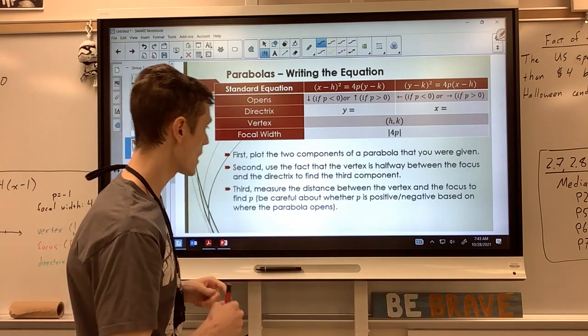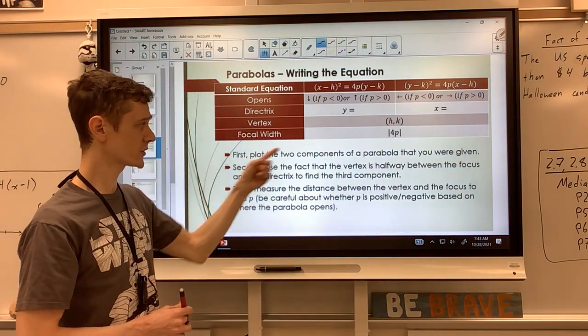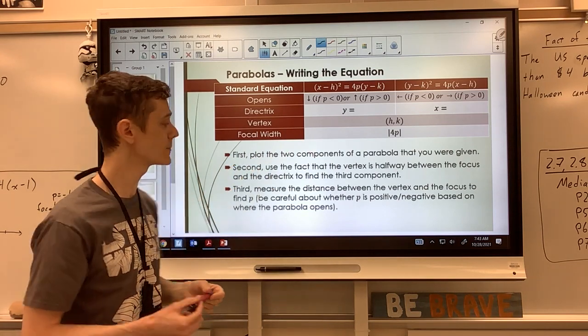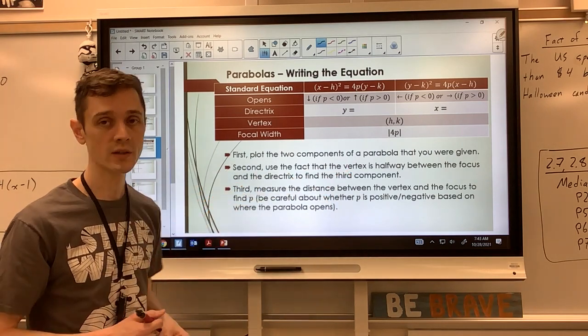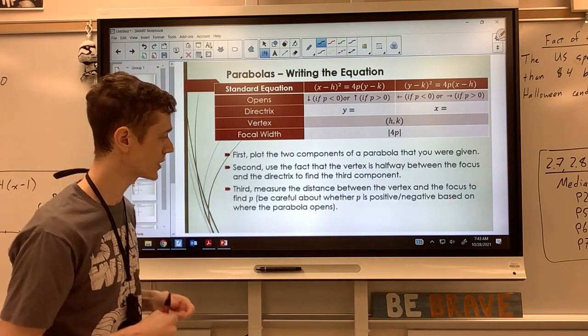So what I recommend for finding the graphs of the parabolas, first, the question is going to give you two components. Draw the graph and sketch where those two components land. Next, you would want to use the fact that the vertex is halfway between the focus and the directrix to find whichever component you don't have out of the three, the vertex, the focus, and the directrix.